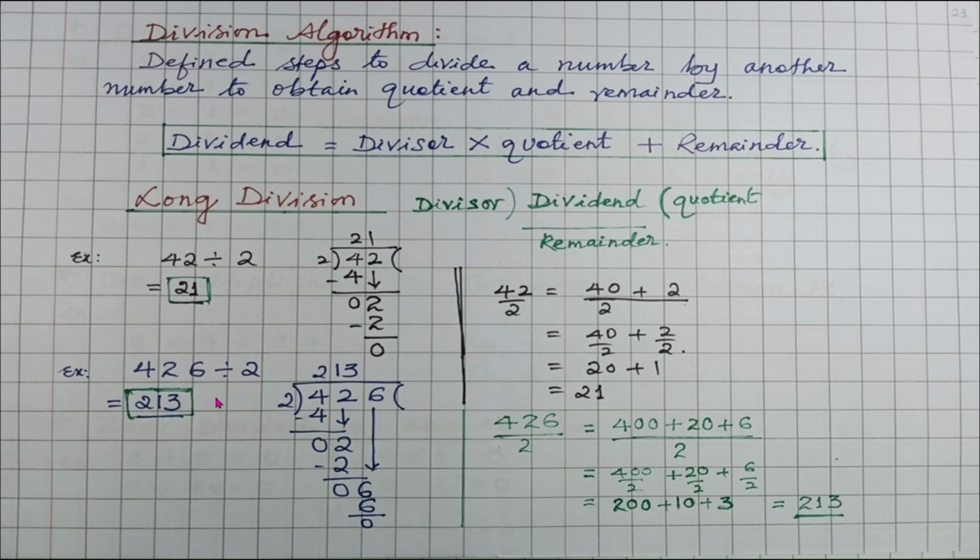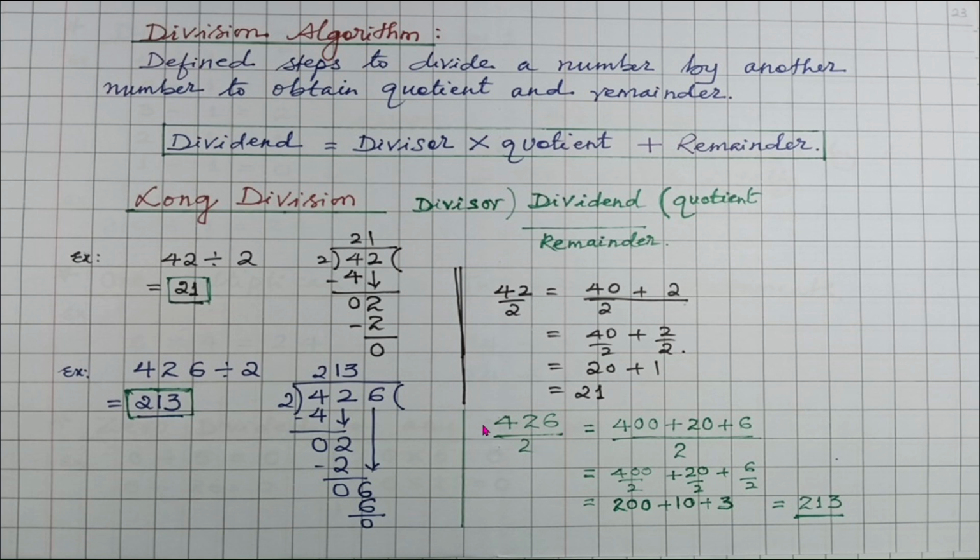Let me explain this. Now 426 divided by 2 can be written as 400 plus 20 plus 6. Now 400, when I divide it by 2, definitely I will get 200. So I have got 200. Now I am left with 26. And 26 can be written as 20 plus 6, and therefore when I divide 20 by 2, I get 10, and I have got 10 here. Now remaining is 6, so I divide that 6 by 2, I get 3.